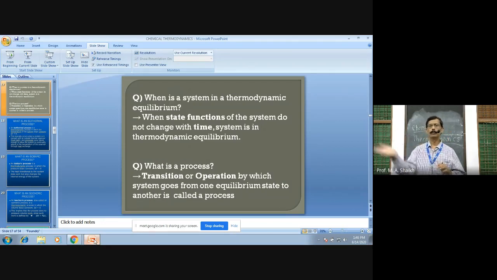To double the volume is one of the chemical operations. Reduce the temperature by 20 degrees Celsius, it may be another chemical operation.